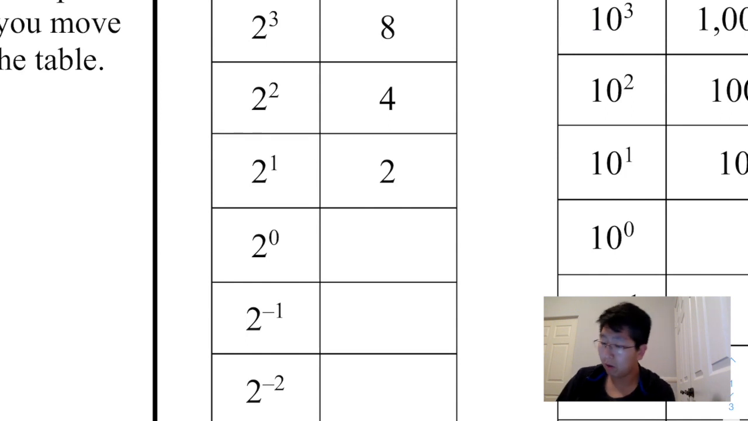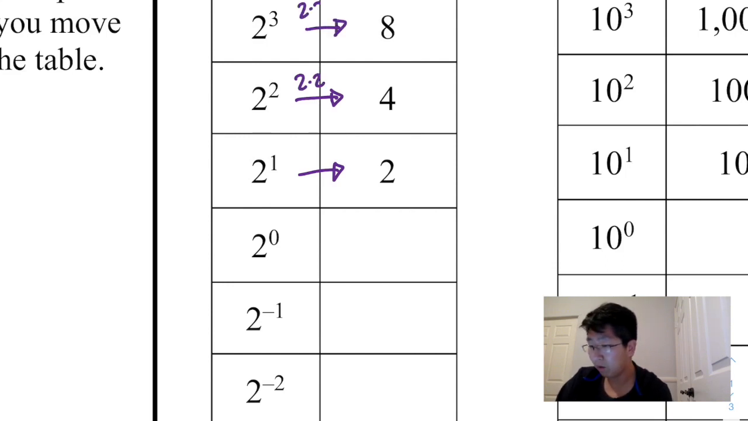2 to the first power is 2, right? Because it's just 2 times nothing. Here we have 2 squared, which means 2 times 2, which is 4. And here, 2 to the third power is 2 times 2 times 2, and that is 8. Okay? So, hopefully that's clear to you.